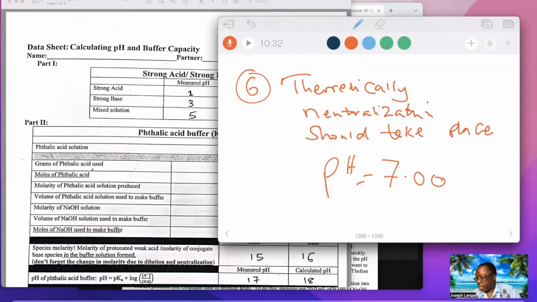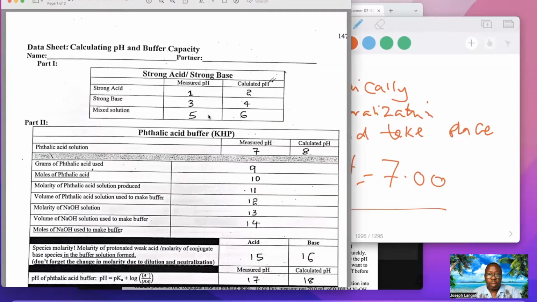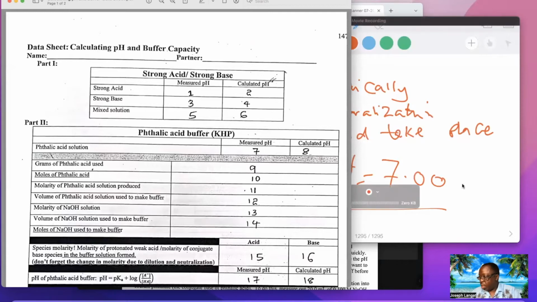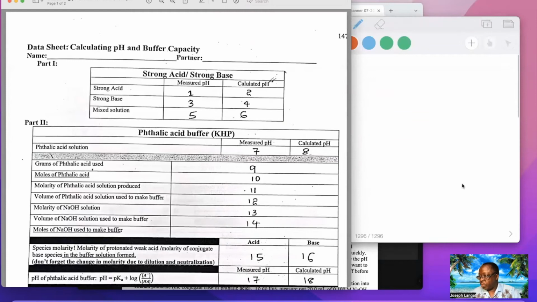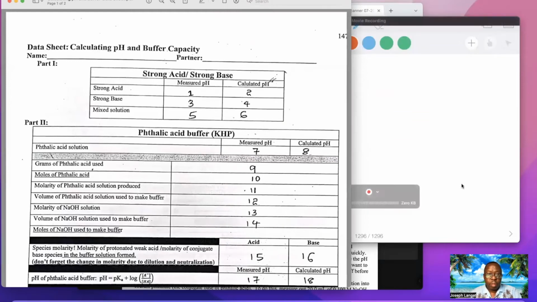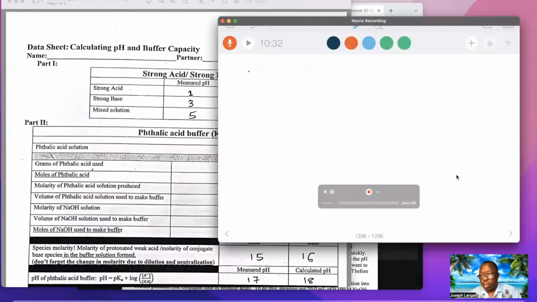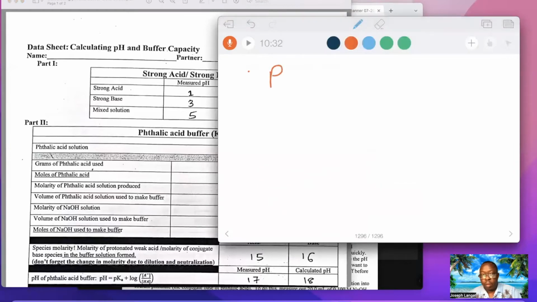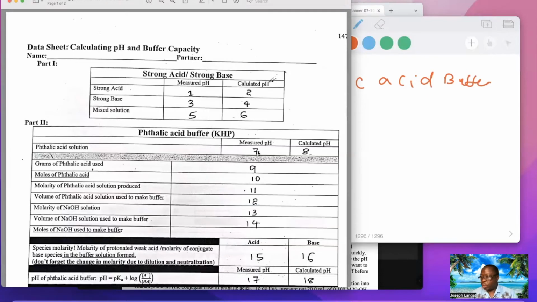Three significant figures. So theoretically, that is number 6. Now for phthalic acid, all right, let's title this as phthalic acid, which is what? KHP. This is just the KHP.